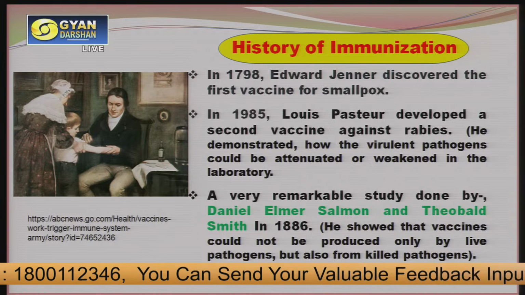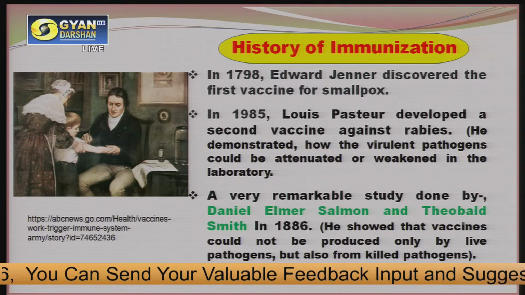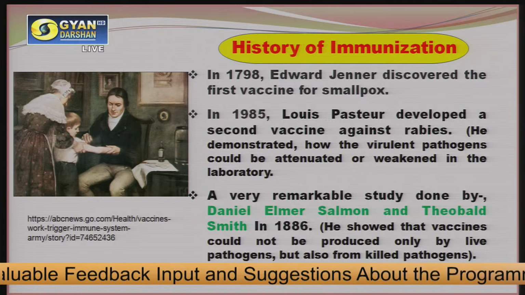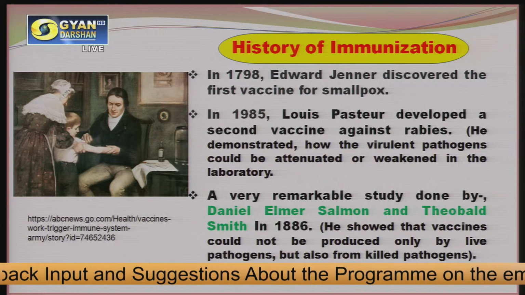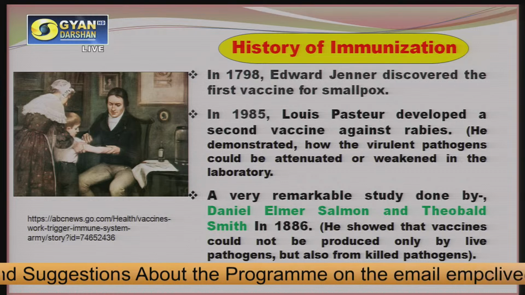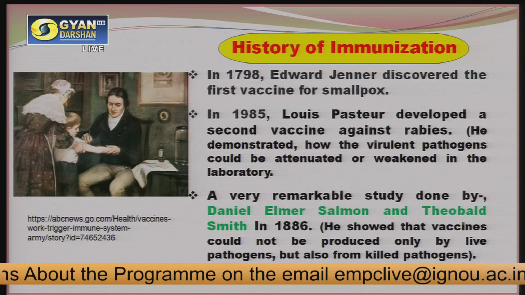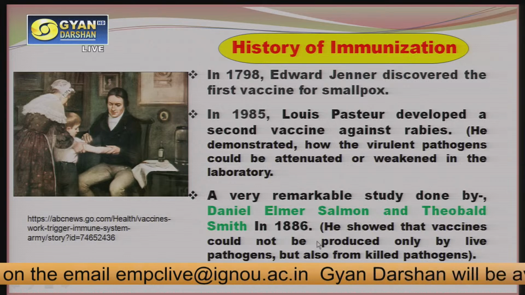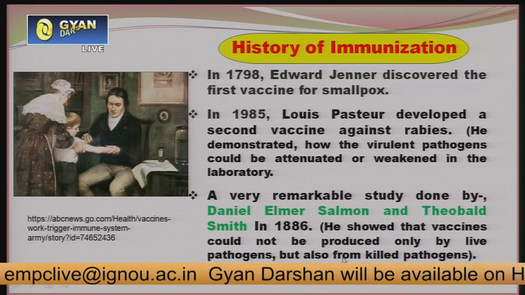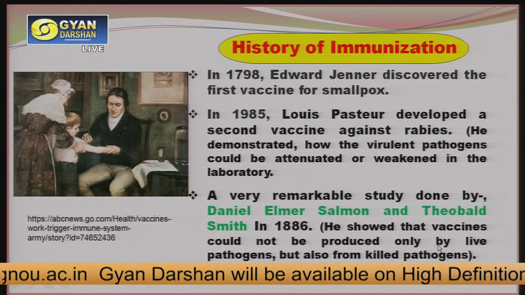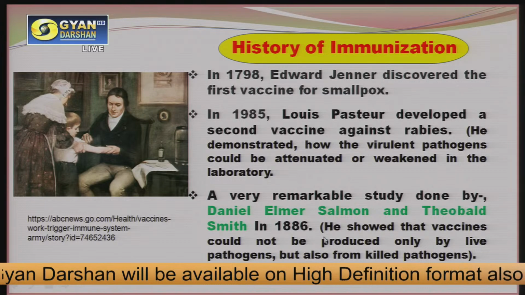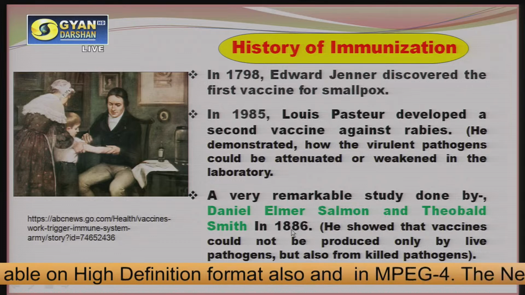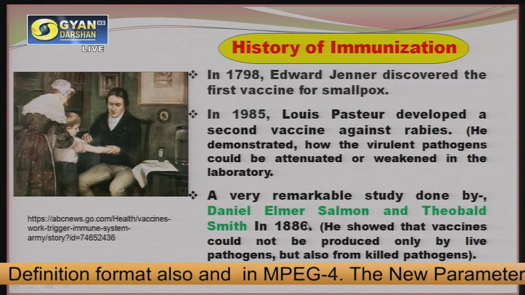A very remarkable study was done by Daniel Elmer Salmon and Theobald Smith in 1886. He showed that a vaccine could be produced not only from the live pathogen, but also from killed pathogens. So in 1886, it was a very remarkable experiment. This shows that the killed pathogen we can utilize as a vaccine.